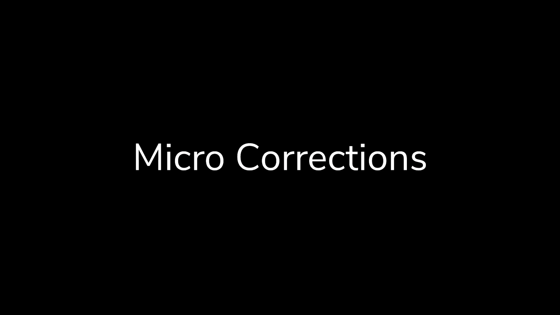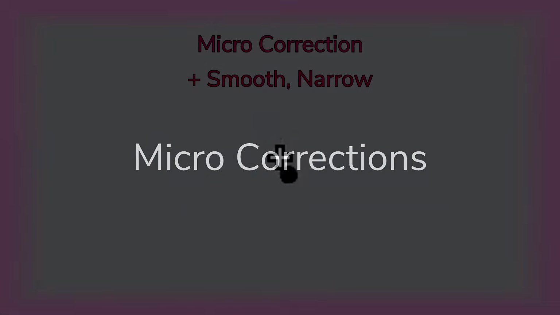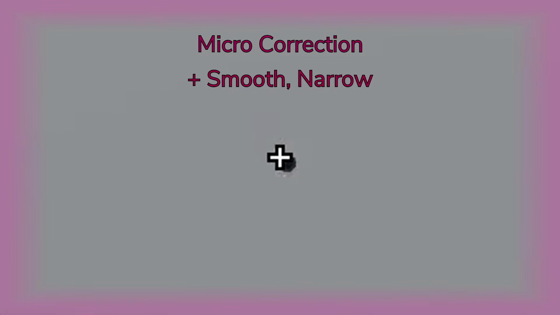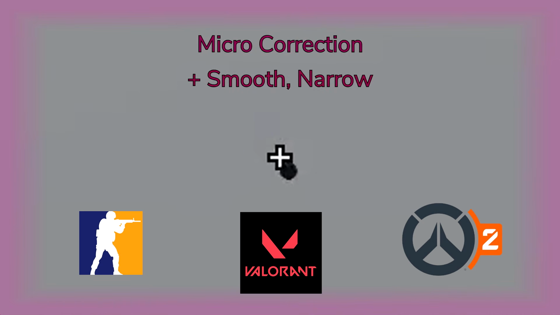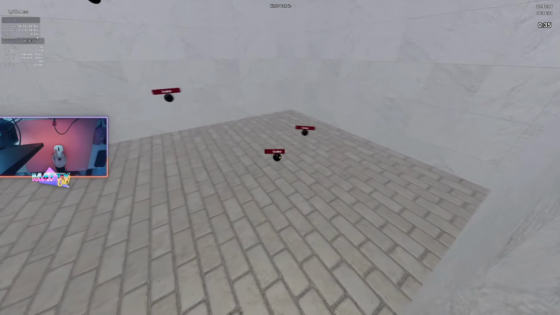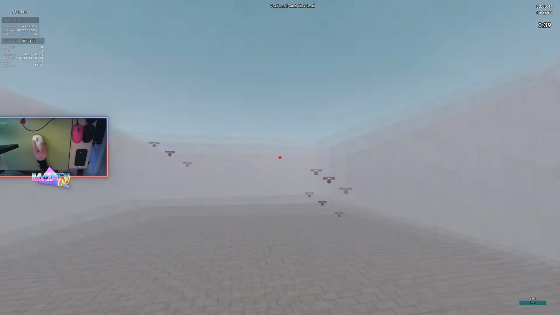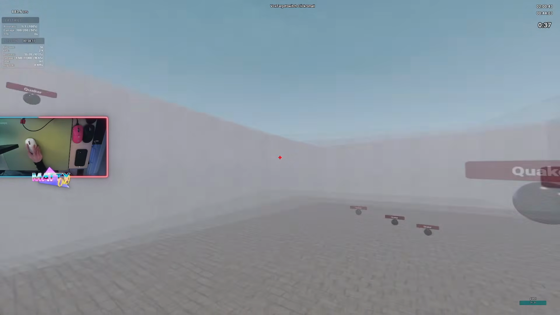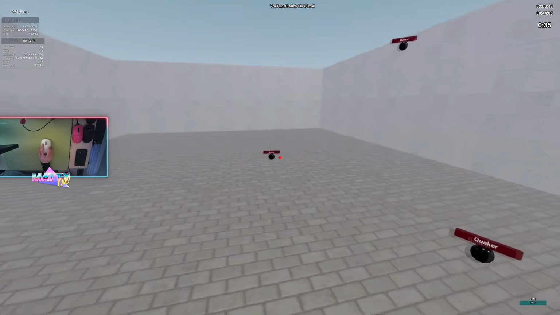The microcorrection. Those tiny adjustments made with just small movements of the mouse. These are the true building blocks of aiming that you will see no matter what FPS you are playing. Counter-Strike, Valorant, Overwatch, clicking, tracking, switching. Microcorrections are all there, and being able to perform them properly and seamlessly alongside fast flicks or sweeping movements is what can often define a truly skilled aimer.